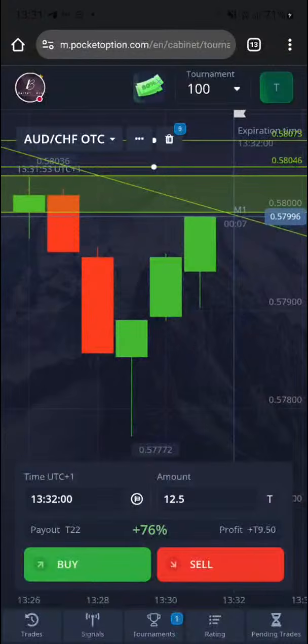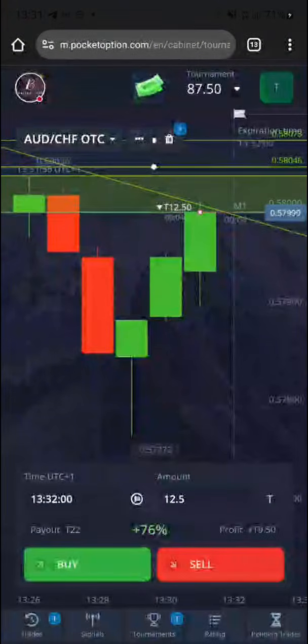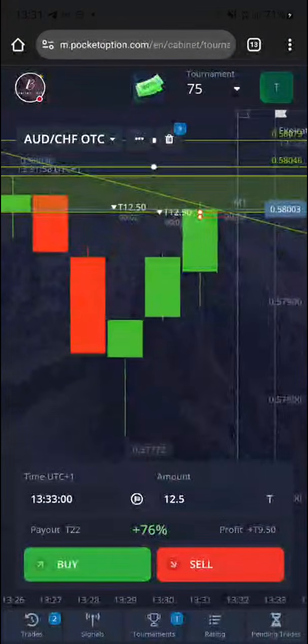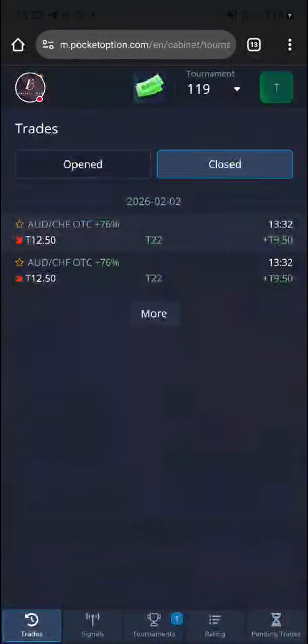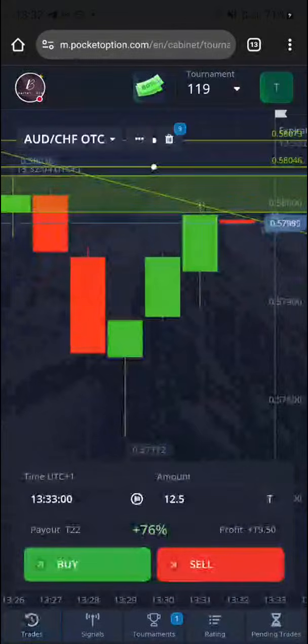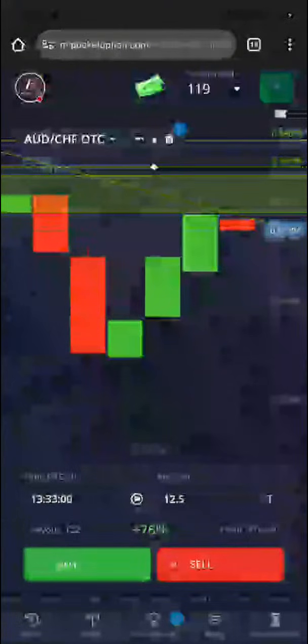Let's wait for it. Oh no, I kind of jumped. I was expecting a pullback. Okay, the pullback eventually happened, but that entry was bad. I was expecting it to come up here, then I'll take the trade, but it hit here. The market just pulled back. But it was a very good thing that we won the trade.